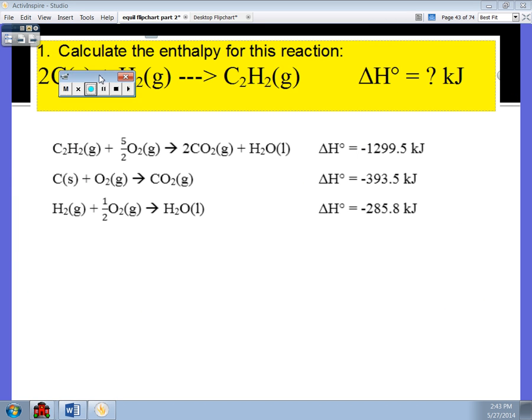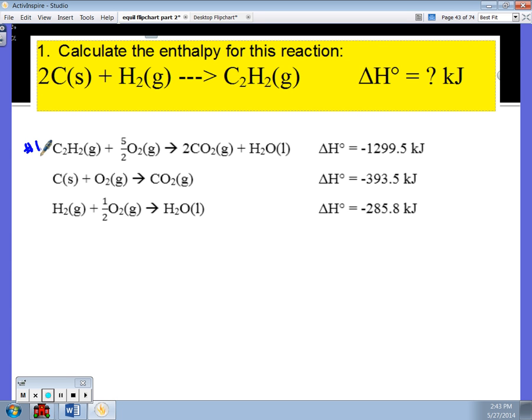I have my target equation. This is what I'm trying to find out: 2 carbons plus a hydrogen makes C2H2. What is my energy change? These are my 3 equations. I'm going to go ahead and number those so I can use them down below.